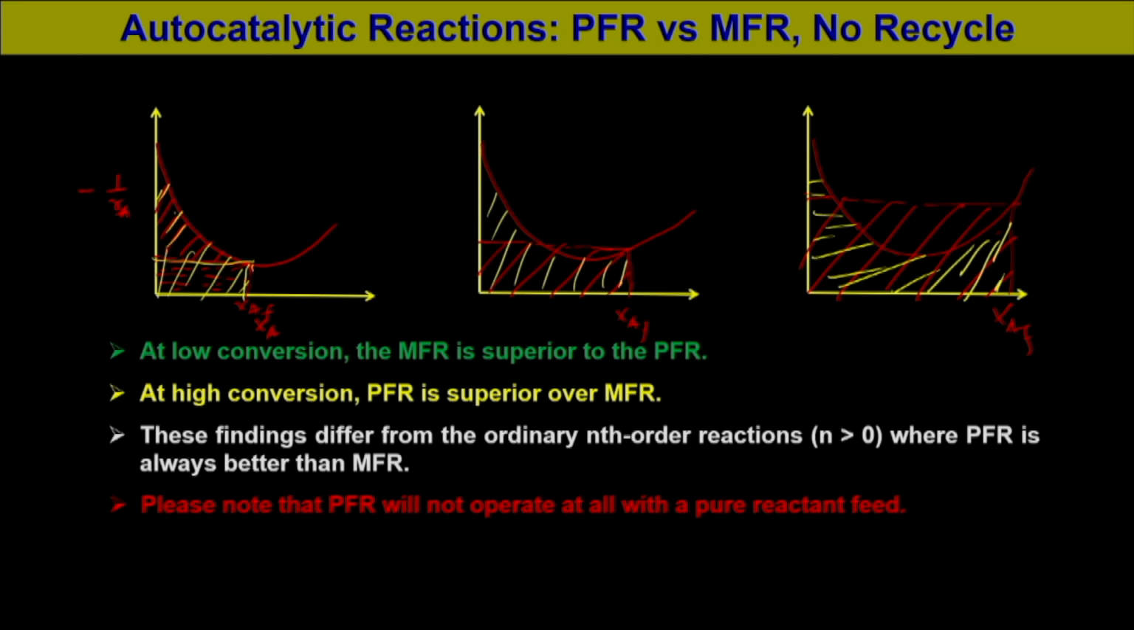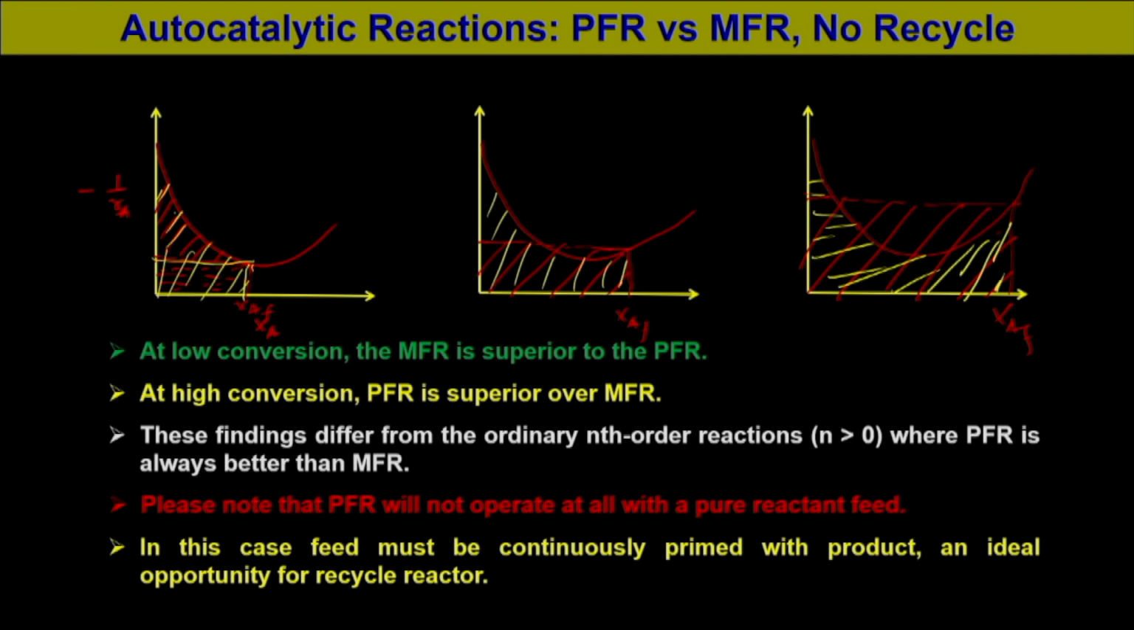So, it may be noted that PFR will not operate at all with pure reactant feed. As we can see, for an autocatalytic reaction, the reaction should start with a certain minimum concentration of the product, which will initiate the autocatalytic reaction. So, this is ideal for the recycled reactor. In this case, feed must be continuously primed with product, an ideal opportunity for the recycled reactor.